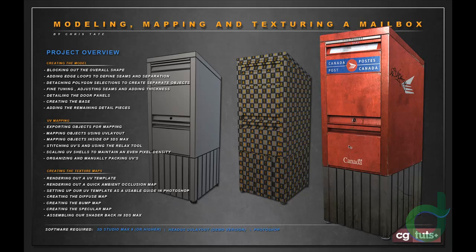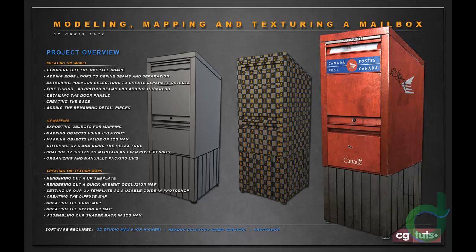And for the mapping on this, I'm going to be doing some of it inside of Max using the unwrap UVW modifier, but I will be exporting a few of the pieces out of Max and taking them into the demo version of Headus UVLayout. That's just because I think it's going to be a little quicker to do some of the pieces inside of there. I've been using the demo version for a couple of months now, and I really like it. I think it's a lot faster, depending on what you're doing, than doing your mapping in Max. So I'll be using a combination of both, and when we get to that point, I'll give you the URL where you can download the trial version if you want to take it yourself and follow along.